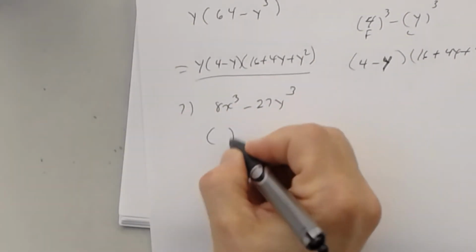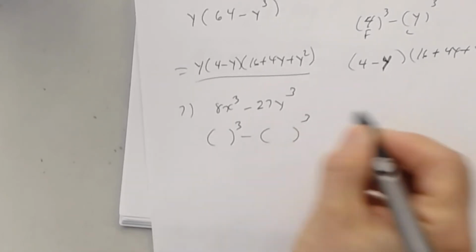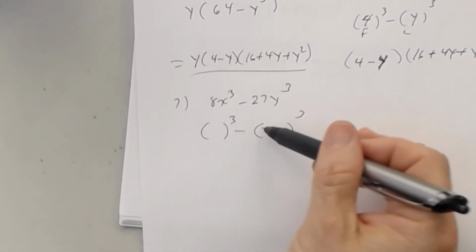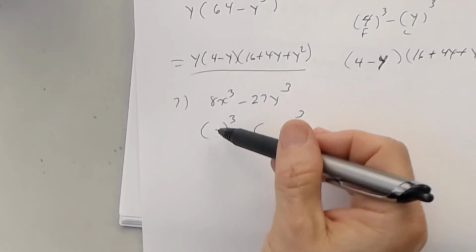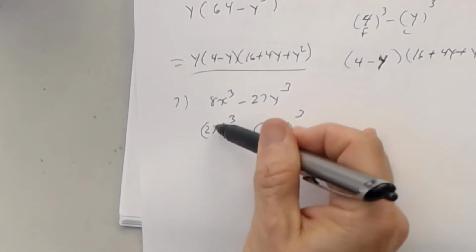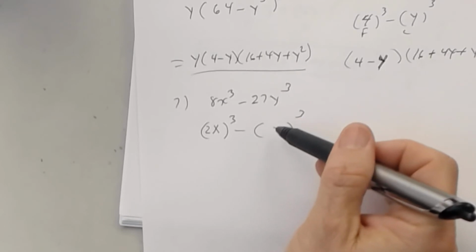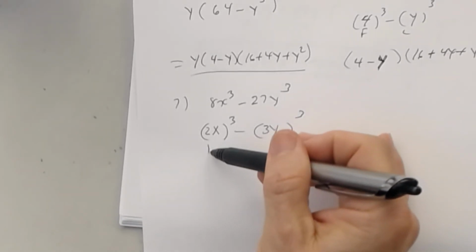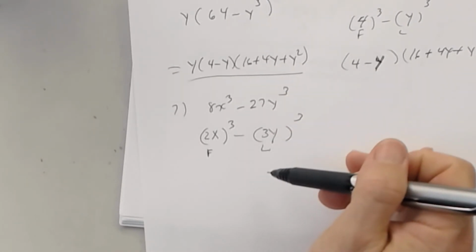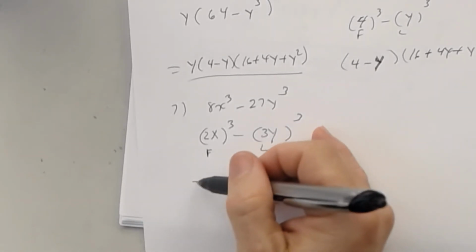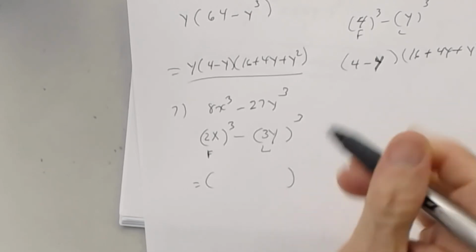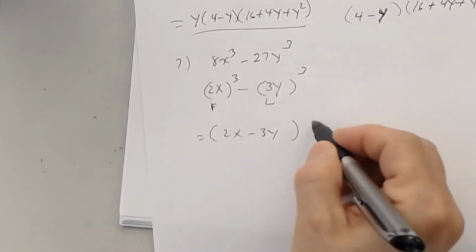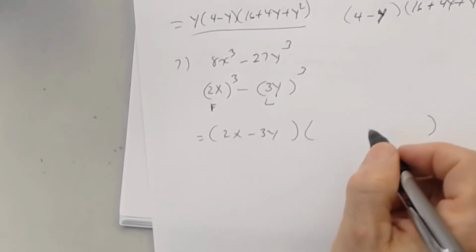So if it is, if I can fill in these parentheses, so here's your work. This is work you do. What goes inside the parentheses? The 2 what? 2x. What about the second parentheses? 3y. So F is 2x and L is 3y. So now you know your binomial. What's your binomial? 2x minus 3y.